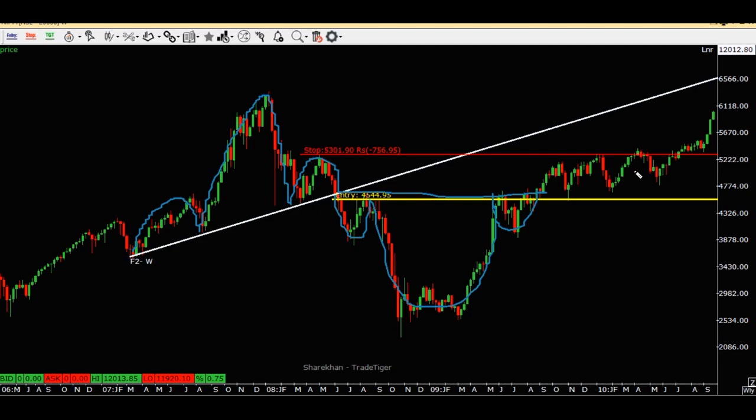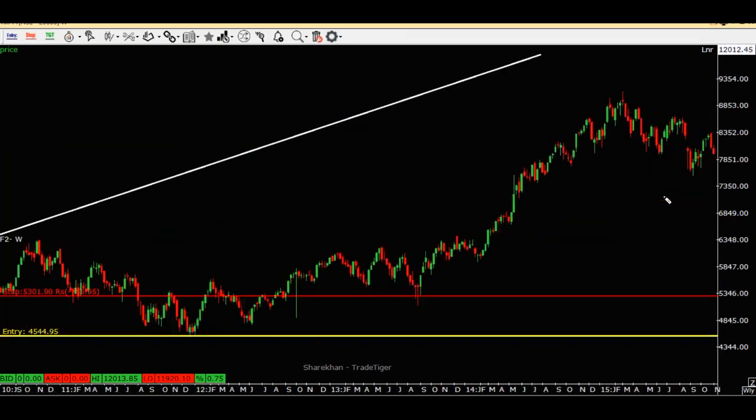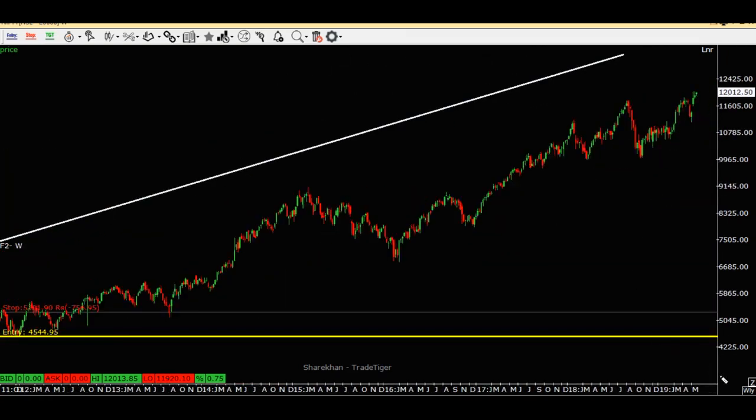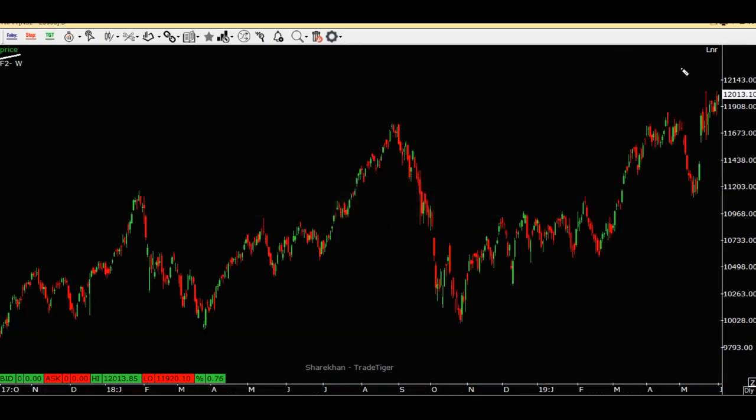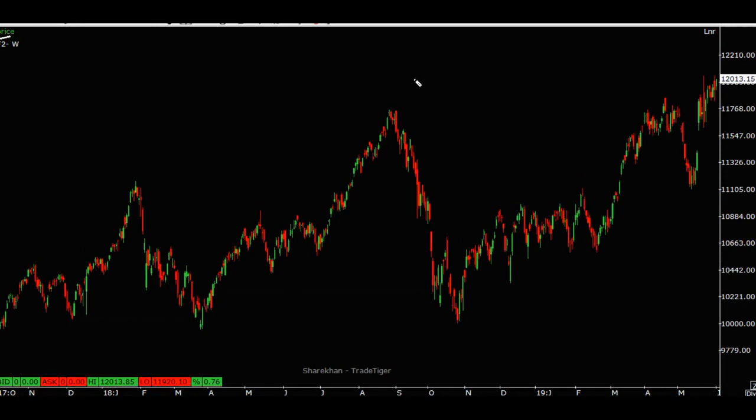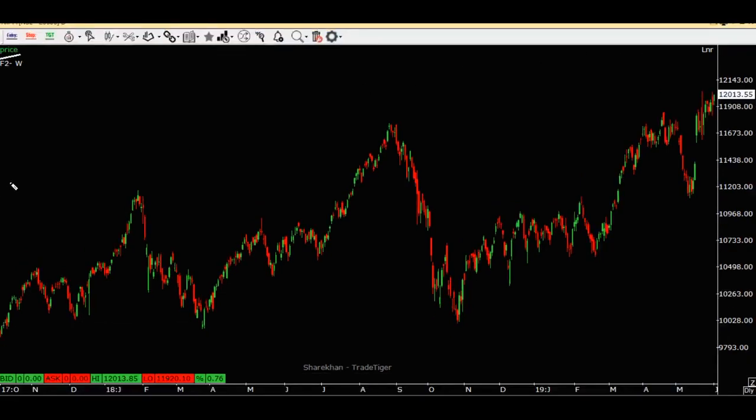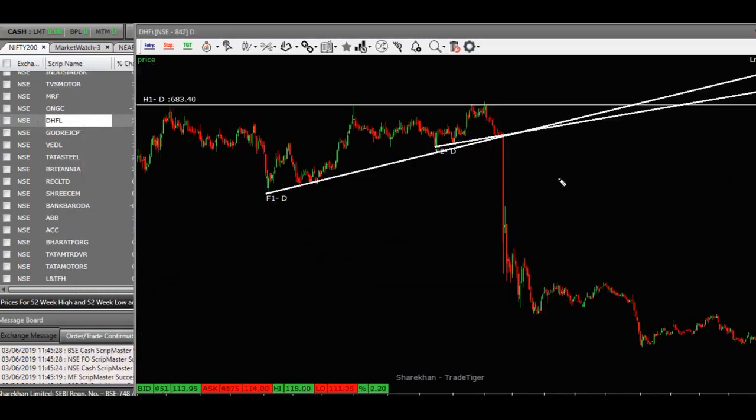So it's a beautiful pattern, guys. The only thing is the frequency is not as high. But when it does occur, it gives you beautiful moves. And we can also see this on stocks. I can show you one very simple stock, which is DHFL, where we recently got a big sell-off. Let me show you the chart here.